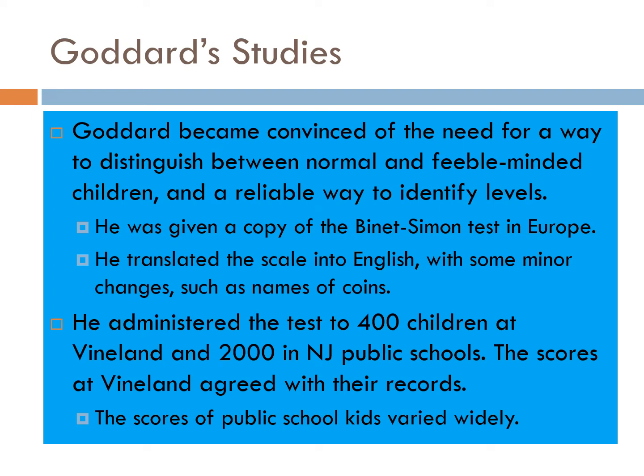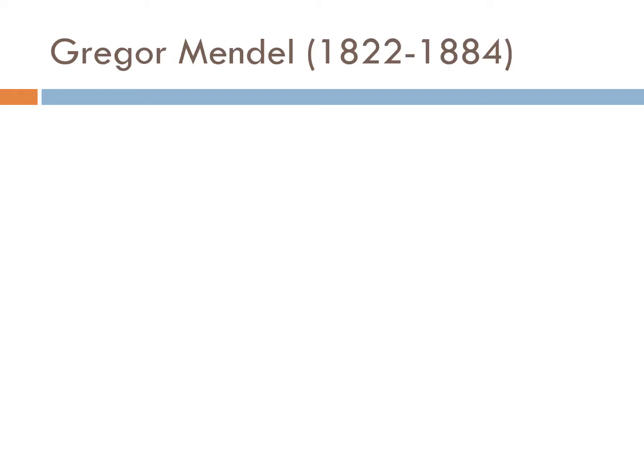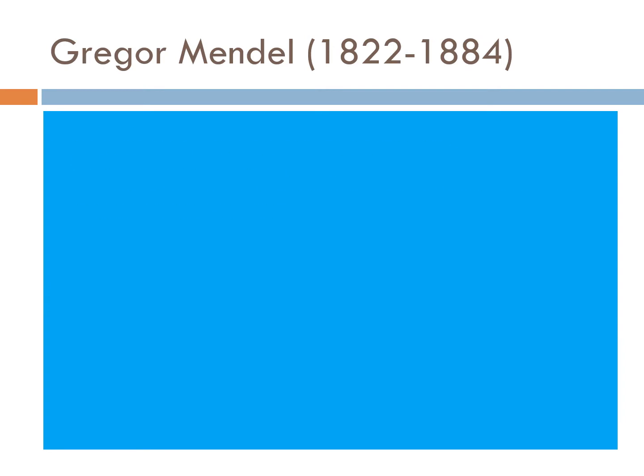He administered the test to 400 children at Vineland and 2,000 children within the New Jersey public school system. The scores at Vineland agreed with their records, right? So the scores of the public school systems varied quite widely, right? So last time we talked a little bit about the Kallikaks when we talked about H.H.